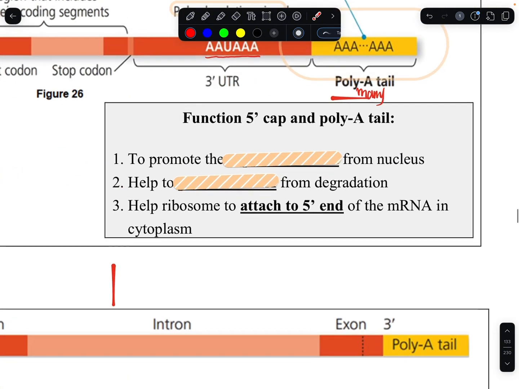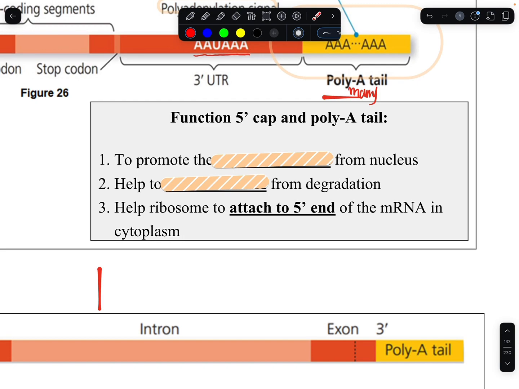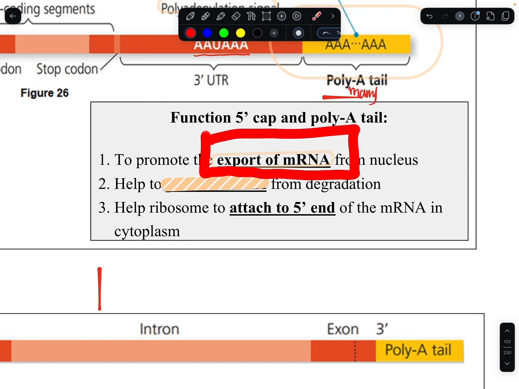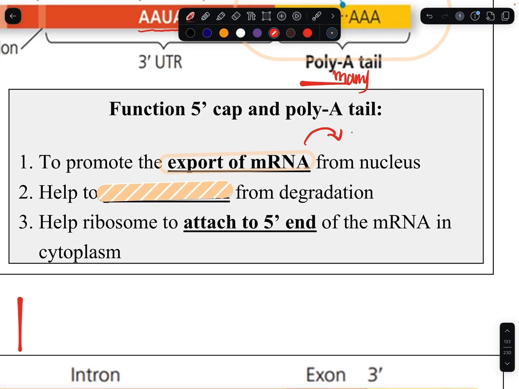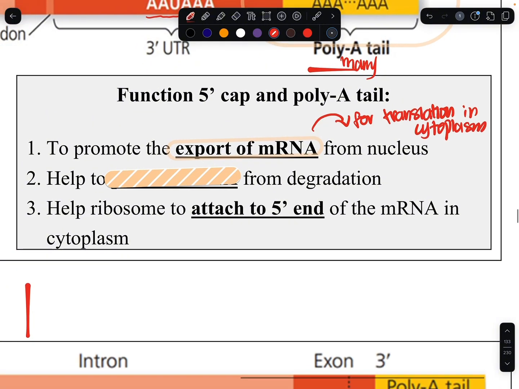Okay, boleh? So you have to know what's the function of it. Soalan pernah keluar lah juga, dia tanya kenapa. What's the importance? So we actually want to promote the export of mRNA from nucleus. So we know for translation, the mRNA will leave nucleus. I keep saying before, kampung nucleus, dia akan ke bandar. Bandar mana? Bandar cytoplasm. So this is actually for translation in cytoplasm. Okay, so that's the first importance. The second one, what's the function?